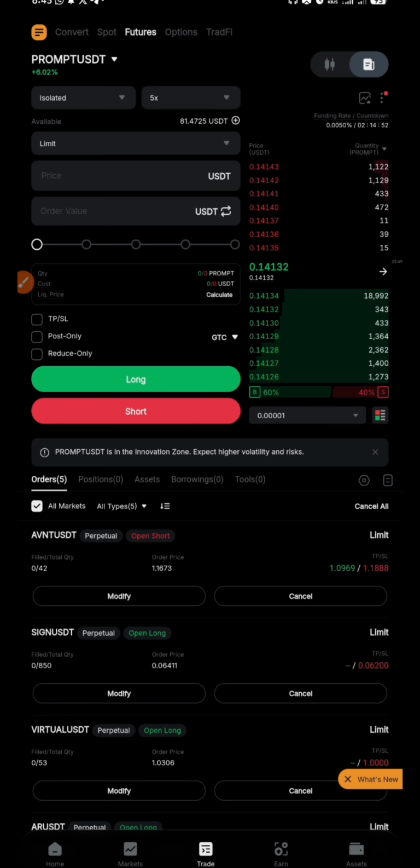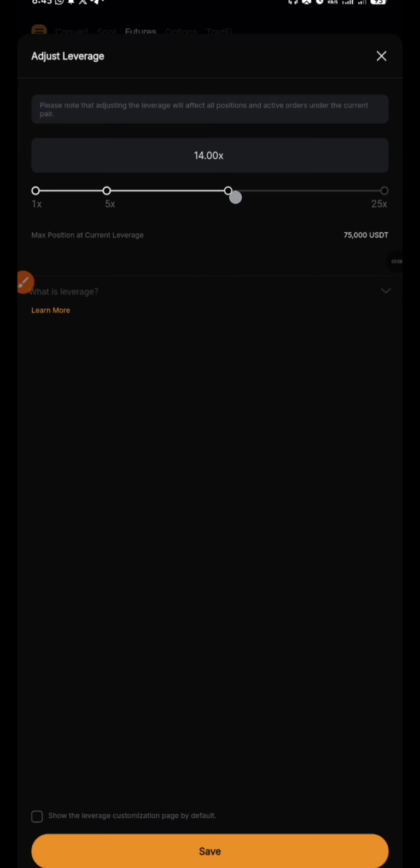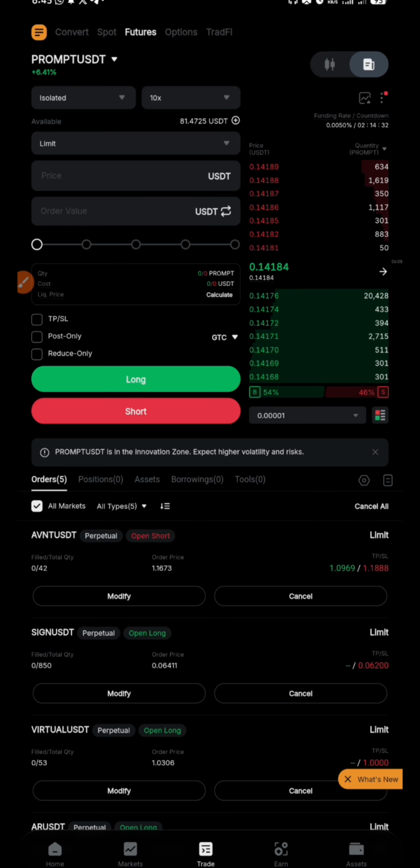Sometimes I even make use of 5x leverage, but normally I make use of 10x. You can choose as high as 50x, 100x. If you click on customize, you can increase your leverage to 25. Some pairs don't have up to that 100x. Some pairs will just stop at 25x, some of them have just 50x, but pairs like BTC will have up to 100x.